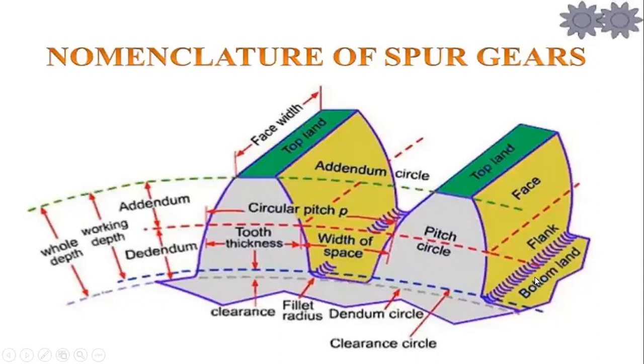And this is the flank. The flank is the curved part which is the attachment between the face and the bottom land. The blue colored one is called the flank, and this is called the face. So the curvature in the lower part of the top land is called the face. Next, the topmost part of the addendum is the addendum circle, and the lower part of the dedendum is the dedendum circle. And here we can see the uppermost part of the dedendum circle as the clearance circle.